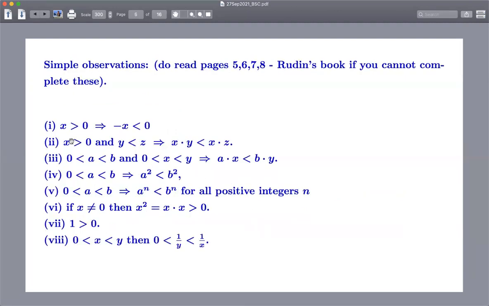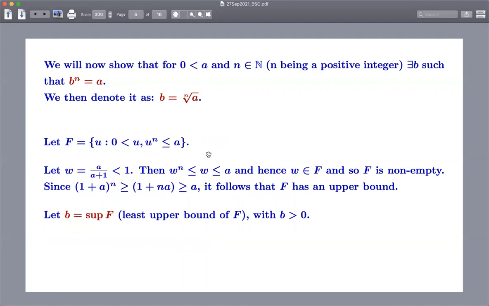So, for example, axioms 2 and 3 here, which are about real multiplication and ordering, are used in concluding that W^n ≤ W ≤ A. Okay, so W is in F, and F is non-empty.